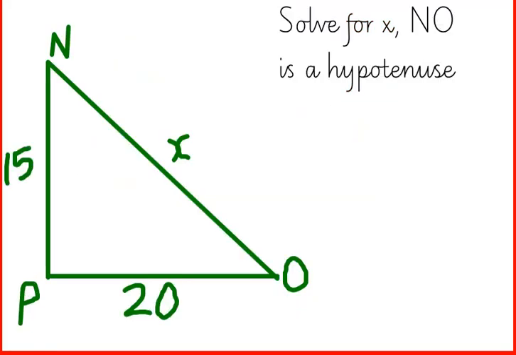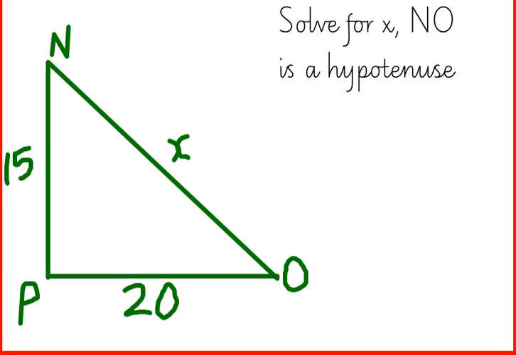So we are going to move on to our next question, which is solve for x, and we are given that NO is a hypotenuse. So NO, which is our x, is the hypotenuse. And we know that for us to have a hypotenuse, there should be a 90 degree angle. And where should the 90 degree be? It should be opposite the side.